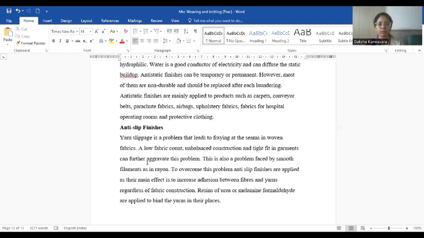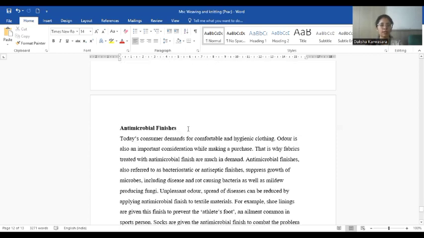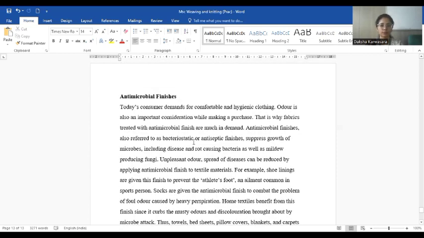To overcome this problem, anti-slip finishes are applied, as the main effect is to increase the adhesion between fiber and yarn, regardless of fabric construction. So the anti-slip finishes are applied on the fabric to get rid of this slippage problem of the fiber and fabric.